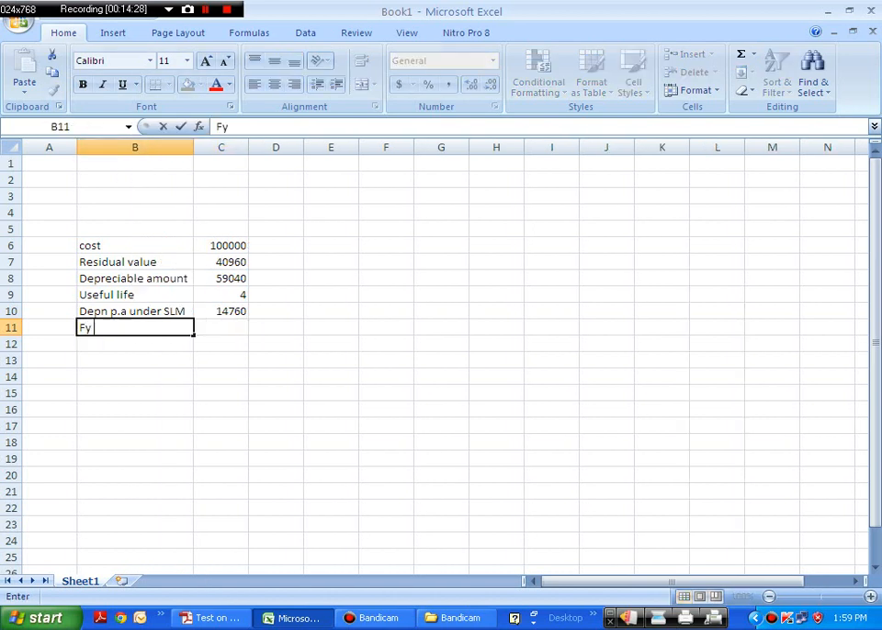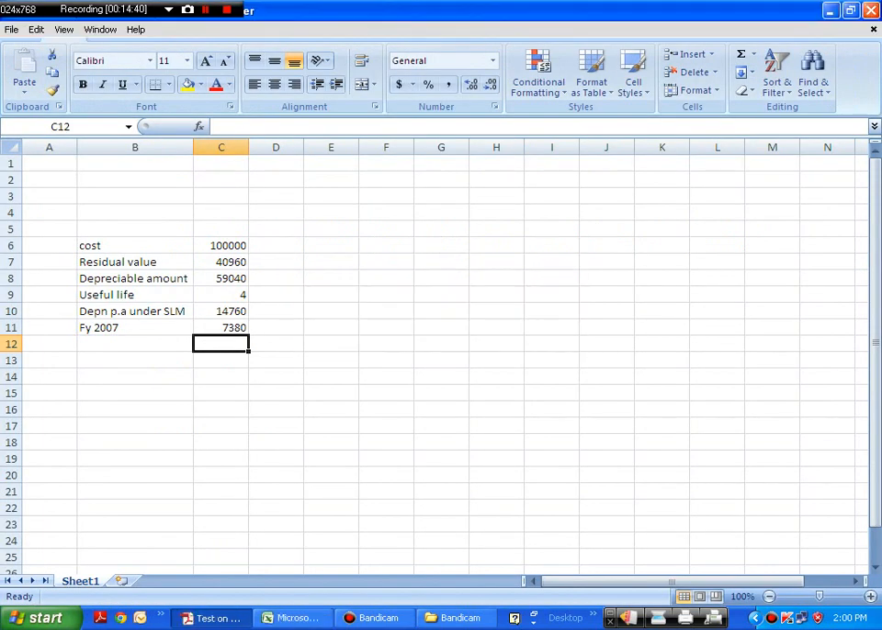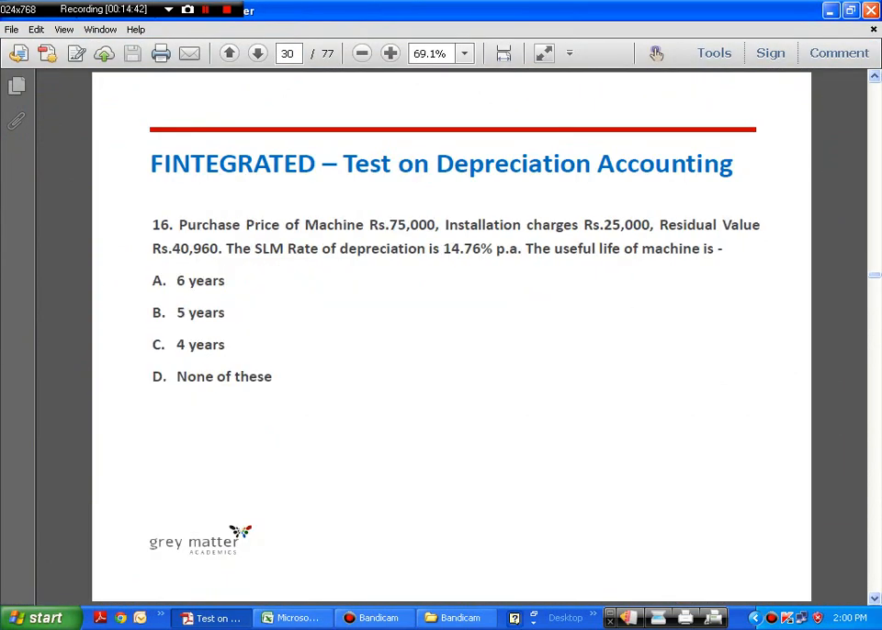But for FY 2007, we have to depreciate the asset only for 6 months, so the depreciation is going to be half of this, which is 7,380. So the answer is 7,380. Next, purchase price of machine is 75,000, installation charges 25,000, residual value is 40,960, SLM rate of depreciation is 14.76%, useful life of machine is how much?